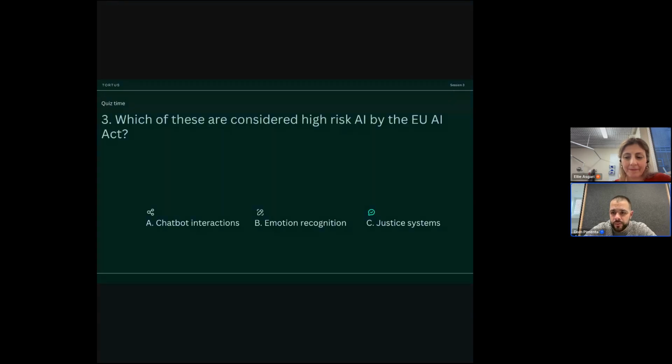And then last but by no means least, and this is a hard one because I've noticed I've been putting 2 easy questions here. Which of these are considered high risk by the EU AI Act? So chatbot interactions, emotion recognition, or justice systems? Let you have a little bit of a think as people go through that. If you remember, there was unacceptable risk, high risk, sort of moderate risk, and no risk. So a few people, lots of don't knows, I'm guessing, because only 4 votes so far. So the answer is actually justice systems.